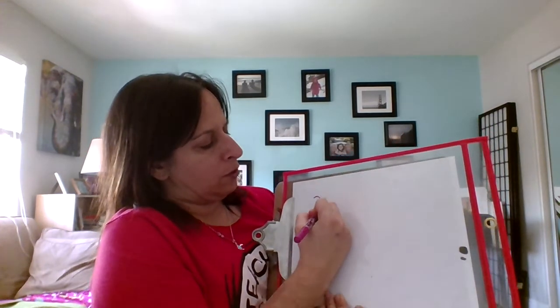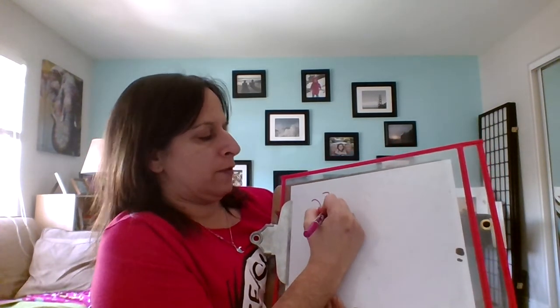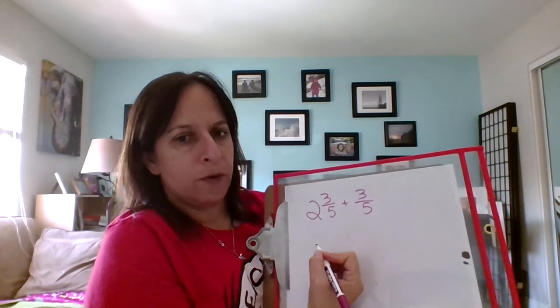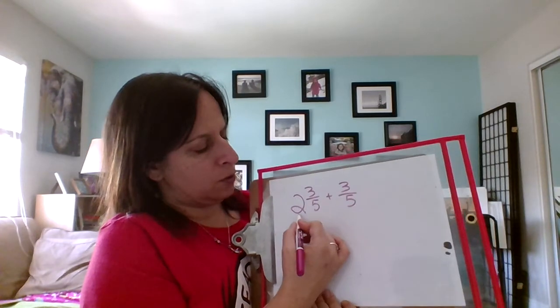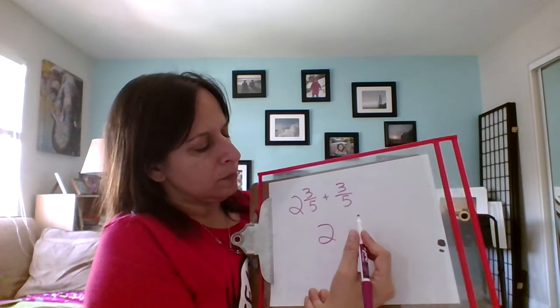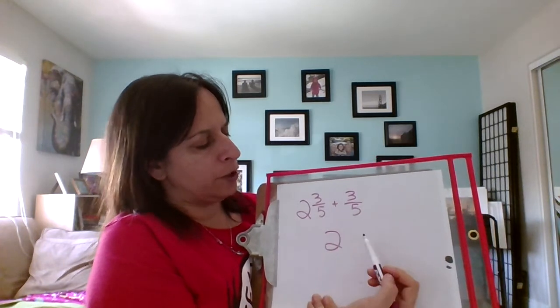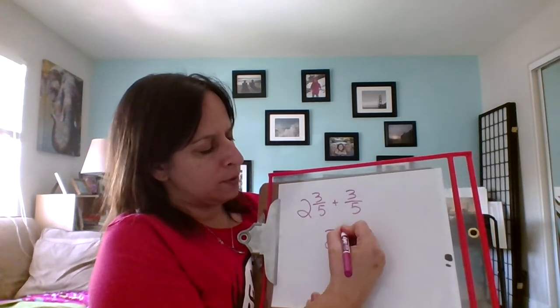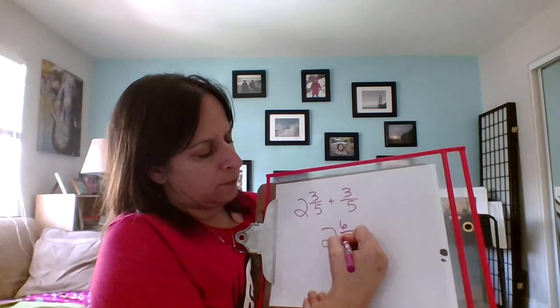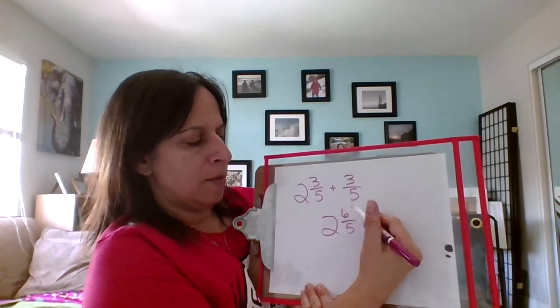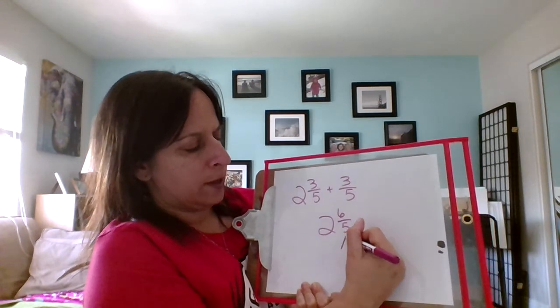So 2 and 3/5 plus 3/5. So we first look for our whole number, which is right here, 2. And then we see that our two fractions have the same denominator, so we're going to just add the tops. 6/5 is what we get. Then we notice that this is an improper fraction, so we have to break that down.